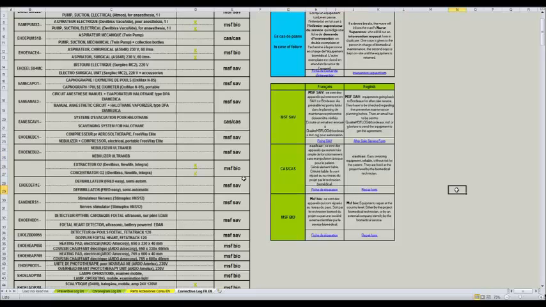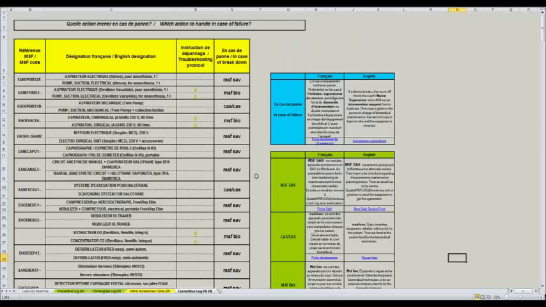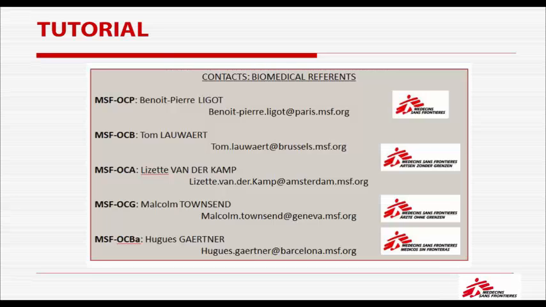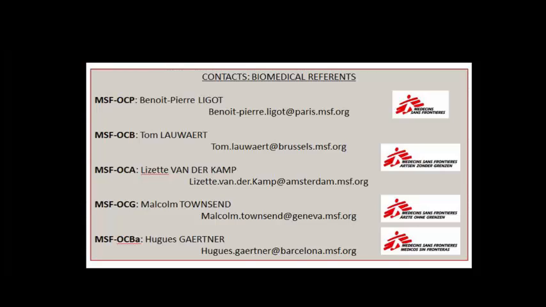The choice of the responsibility has been made depending on how critical the medical equipment is. However, a technician should never try to repair a device if he has not been trained to do so. Always ask for support when there is any doubt. The support of the biomedical referent can be requested if necessary, even if the referential informs you that the equipment should be repaired at field level.